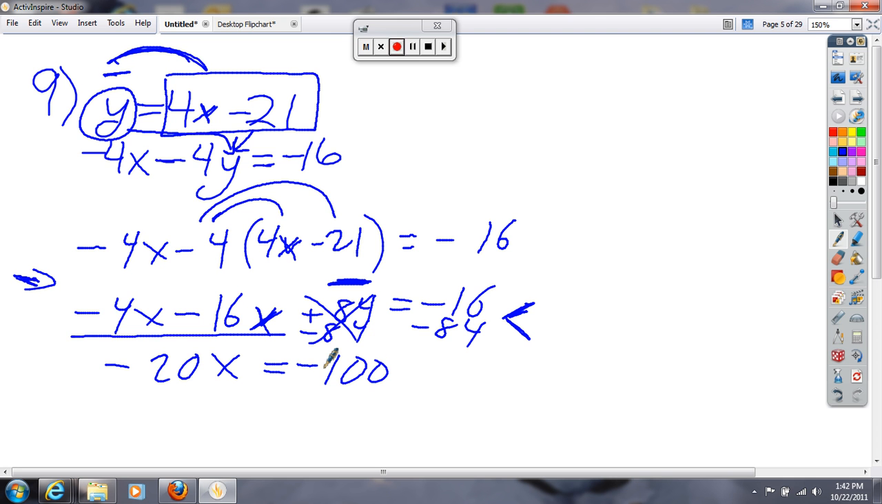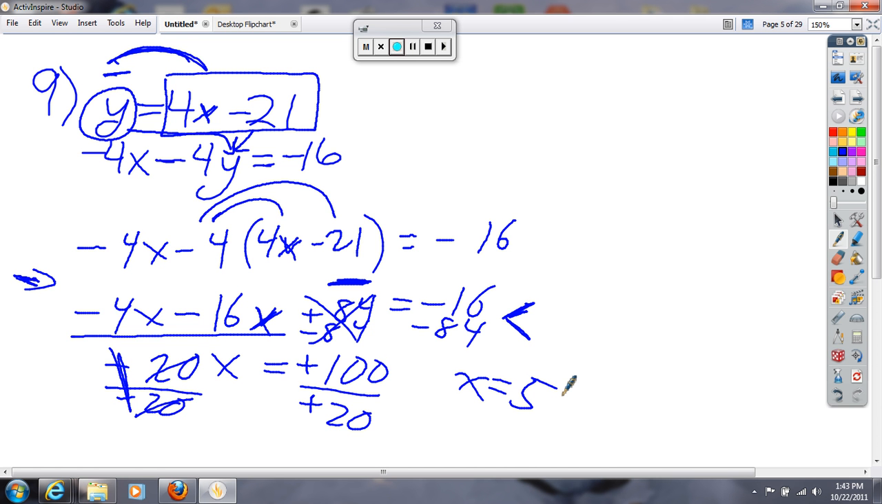Now I have a negative 20x, so I have to divide by a negative 20 on both sides. The double negatives here cancel. The 20s cancel. On the right side, the negative in front of the 100 and the negative in front of the 20, they cancel. Negative over negative cancels. And x is equal to 100 divided by 20, which is 5.